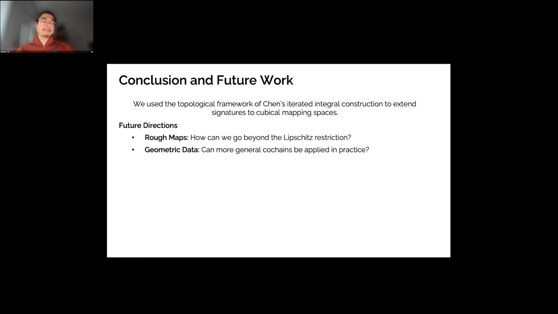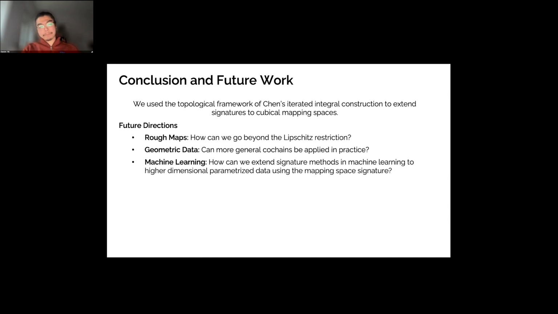We also went through this whole section on looking at Chen's construction in quite a bit of generality. And so while we only went through Chen's construction for mapping spaces in the Euclidean setting, so this is where the codomain was Rn, this actually holds in much more generality. We have Chen's construction for fairly general mapping spaces from some simplicial complex into some manifolds. So one question would be whether we can use these more general cochains in practice.